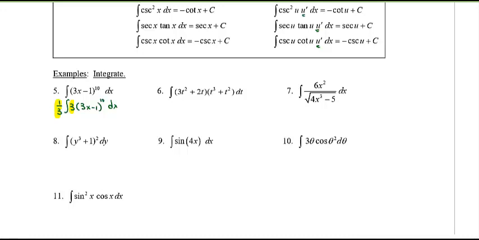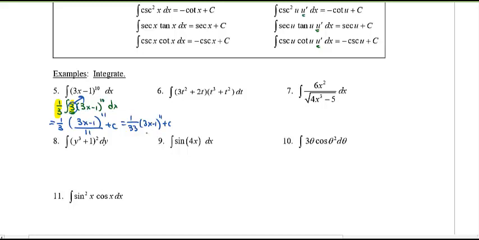This is important because now I have my reverse chain rule factor, that u prime, it's there. So now when I take the antiderivative, I can take it out, goodbye, and then just have here 3x minus 1 raised to the power of 11, divide by the new exponent 11, and then don't forget plus c. So I can simplify that, 1 over 33, 3x minus 1 to the power of 11 plus c.